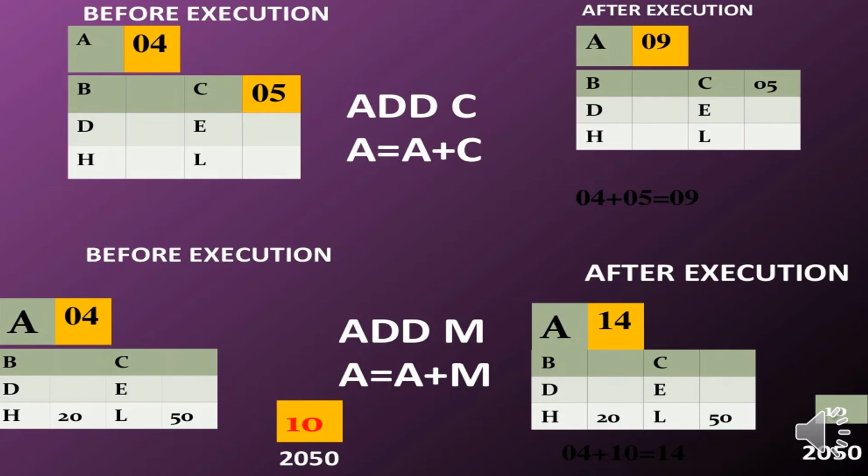Before the execution, the memory location 2050 holds 10 and the A value is 4. After the execution, A equals A plus M: the A value is 4, the M value is 10, and 10 plus 4 is 14. The 14 result value is stored in the accumulator. But the memory location content pointed to by the HL register pair, 2050, does not change. 2050 still holds the value 10. But the accumulator's original value 4 is overwritten with the sum value 14.